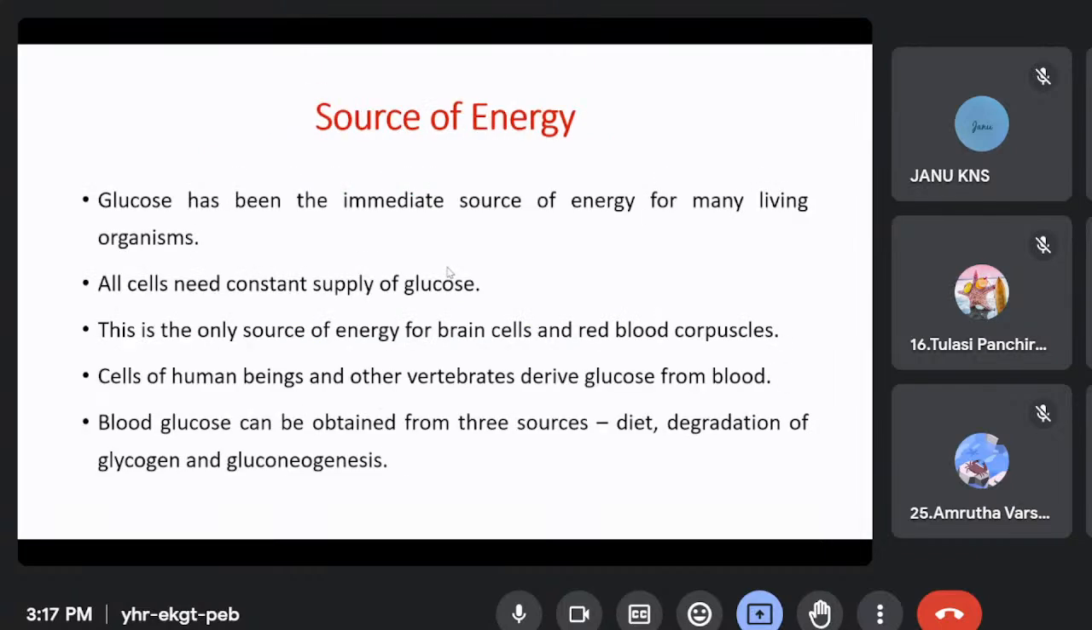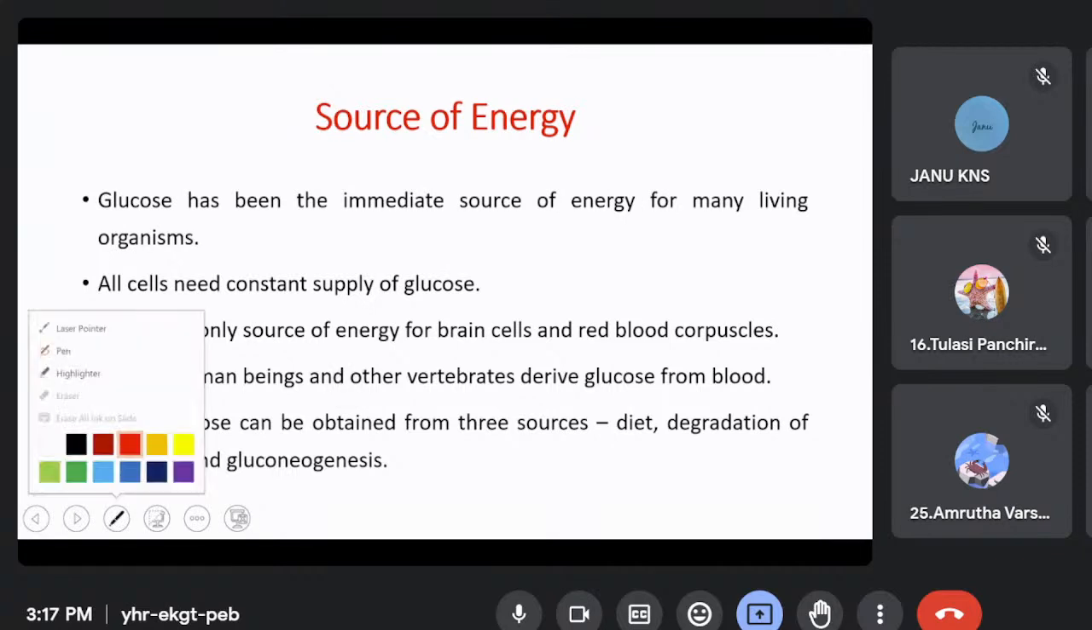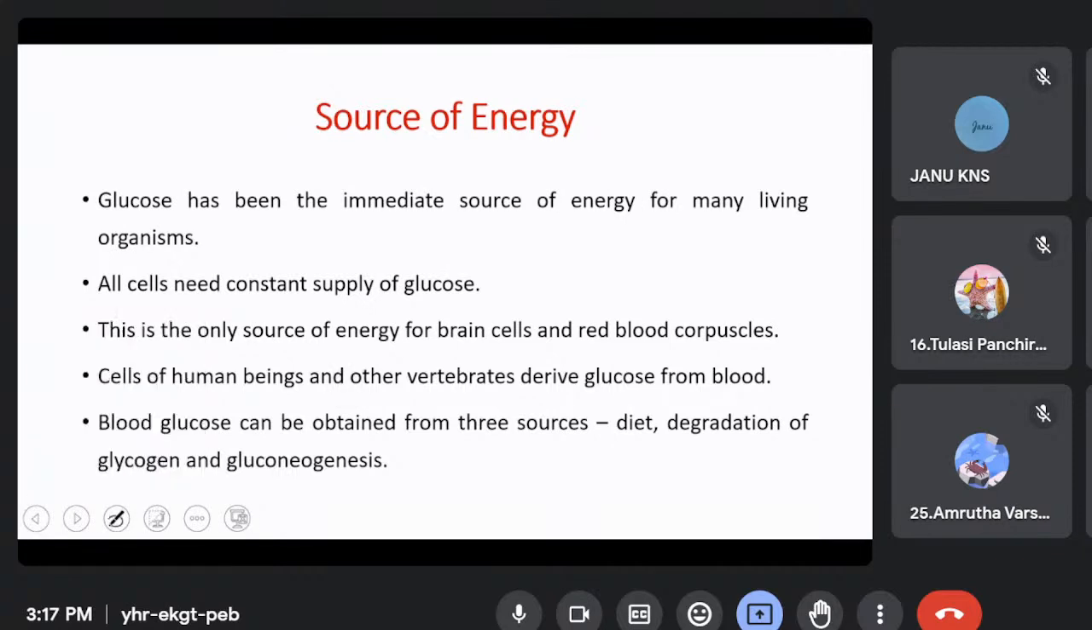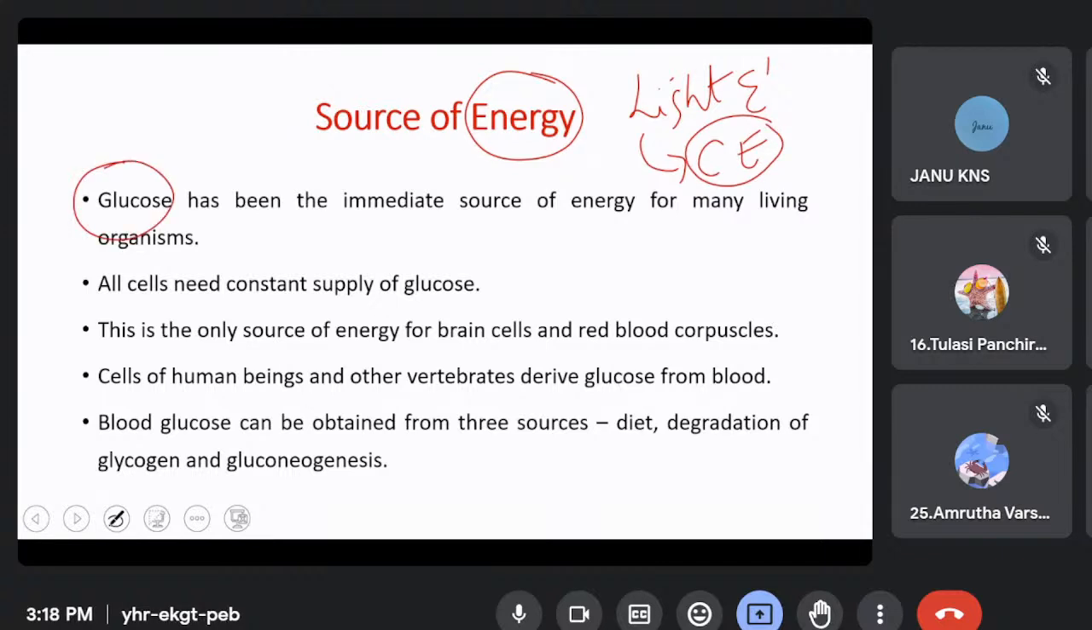So, we know that every organism, to live, needs energy. Then, what is the source of energy for all living organisms? It is the light energy of the sun. And during photosynthesis, it is converted into chemical energy. And this chemical energy is nothing but glucose.